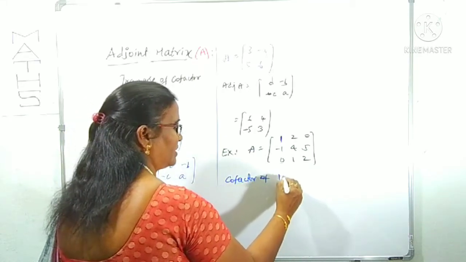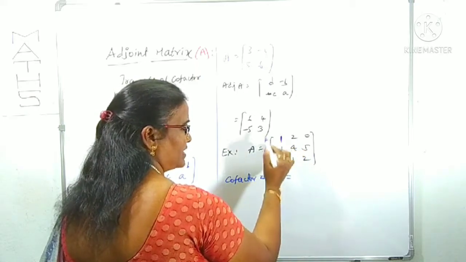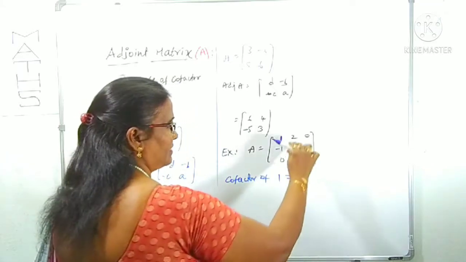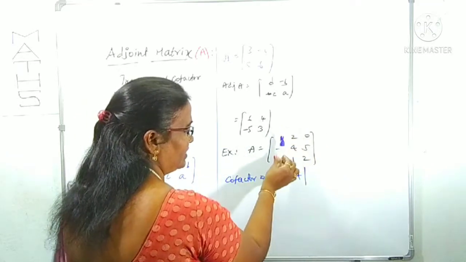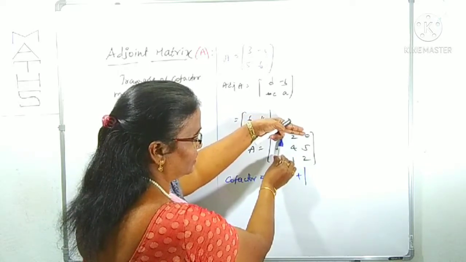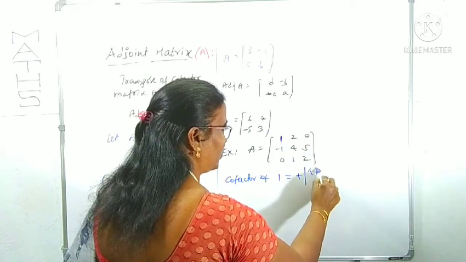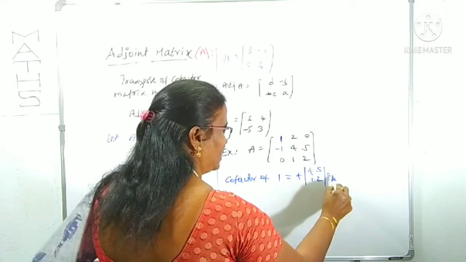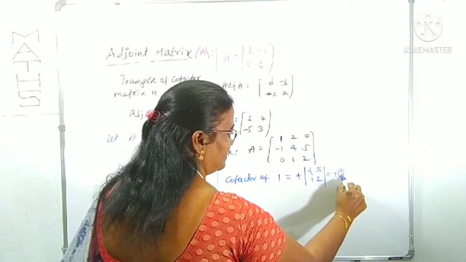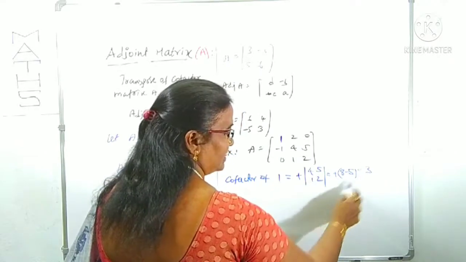of 1 is equal to: 1 is in the first row, first position, plus of det. Where is this 1? 1 is in the first row and the first column. After closing this row and column, I am finding the cofactor here. Closing this, what are the leftover? 4, 5, 1, 2. Its det value: what is the det value? 4 times 2 is 8, minus 5, that is 3. Okay na? Plus into 3 is 3 only.